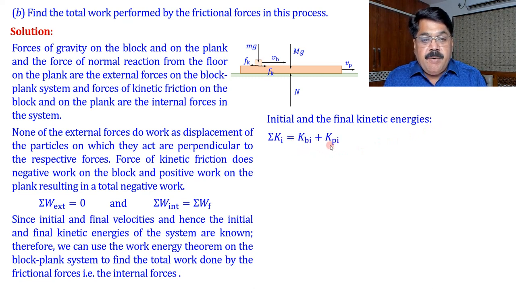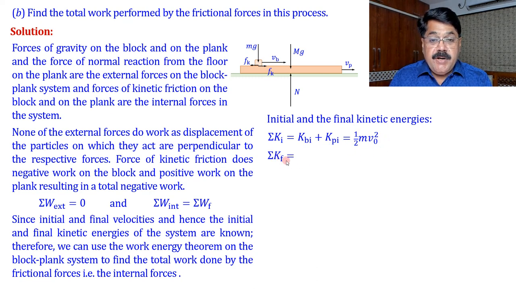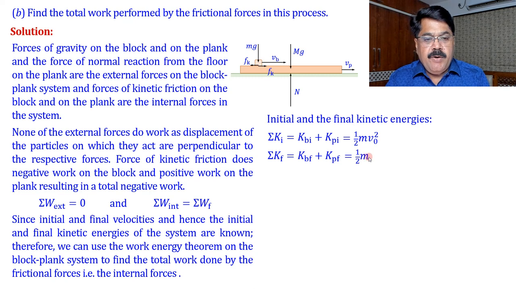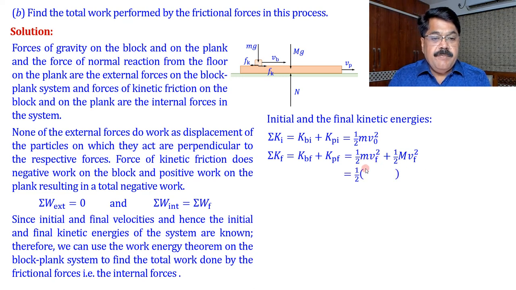K block initial plus K plank initial, so that is half m into v naught square, and the plank's is 0, so it is half m v naught square. Summation K final is equal to KB final plus KP final, B for block, P for plank, so it will be half small m into v final square plus half capital M into v final square, and from here half and v final square we can take common, so we can write half (small m plus capital M) into v final square. Now substituting the value of v final, we can find the final kinetic energy.